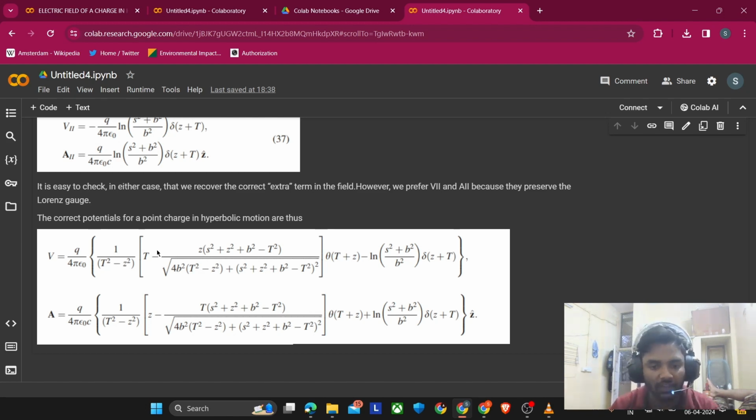If we put these equations in the electric field equation, the electric field is equal to minus the gradient of V minus the partial derivative of A. Then we get the exact electric field as we got before.